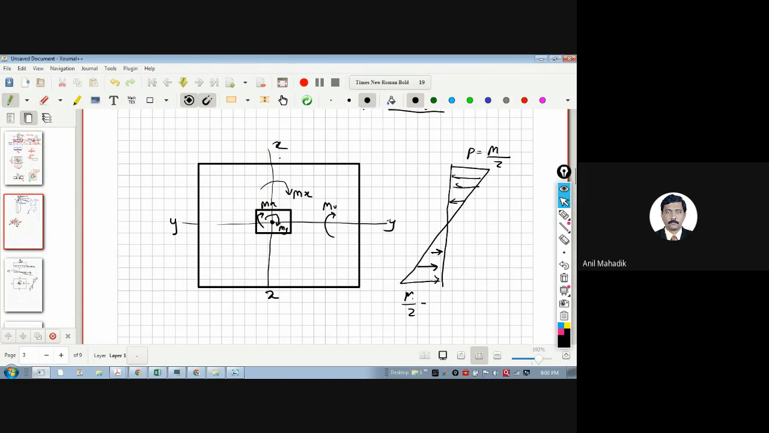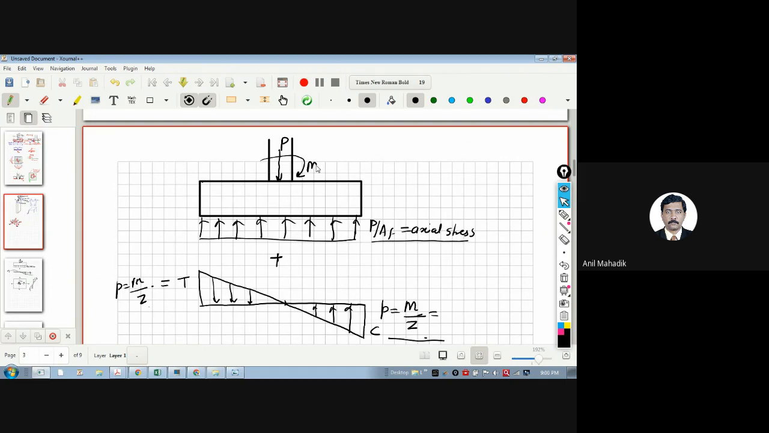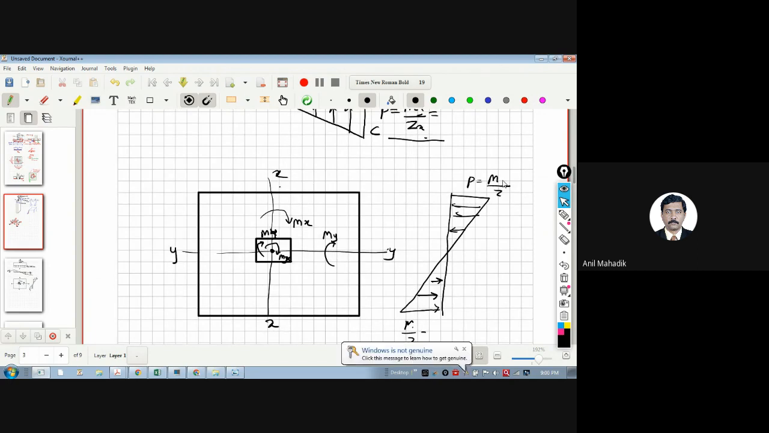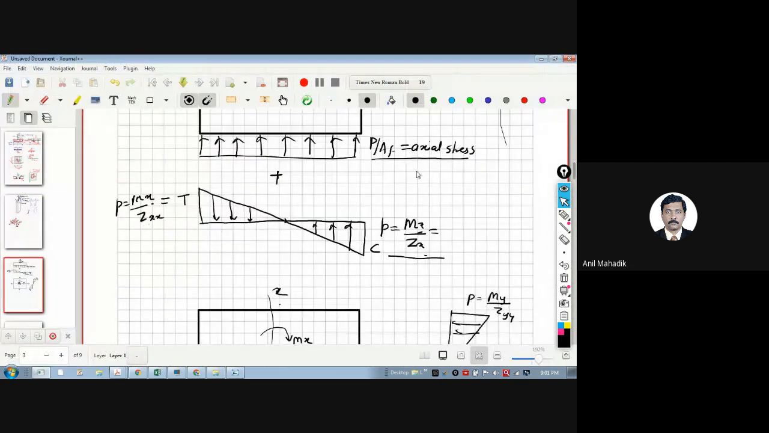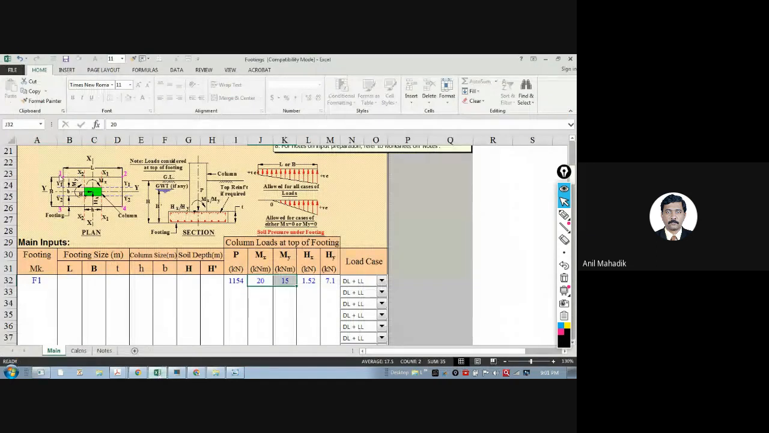This will be my MY. Yeah, MY, MX. So the pressure, this pressure, this will be MX, na? So this will be MX upon ZX. Are you getting this? क्या चल रहा है यहाँ? This is my MY, so it will be MY upon ZY. Now here you can see, there are 4 points, 1, 2, 3 and 4. Okay, so 1, 2, 3, 4.